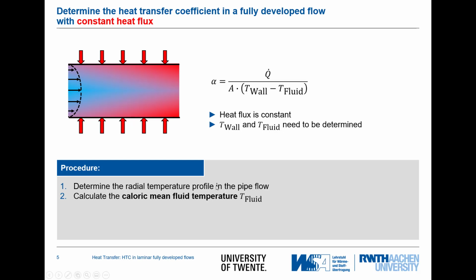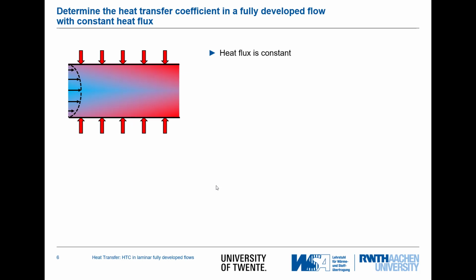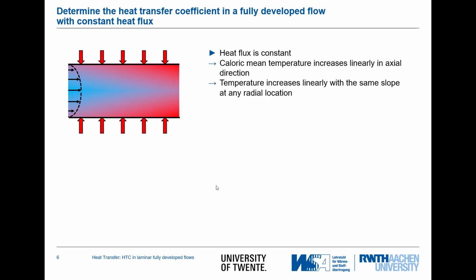So let's start with the radial temperature profile. We assume first, or that's what is already described, that the heat flux is constant, so the caloric mean temperature increases linearly in axial direction. The temperature at any other location will also increase linearly with the same slope at any radial location. Thus, the temperature gradient, not the temperature itself, but the temperature gradient in radial direction needs to be a constant.